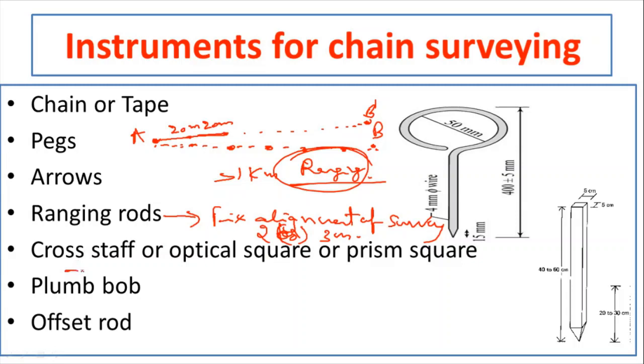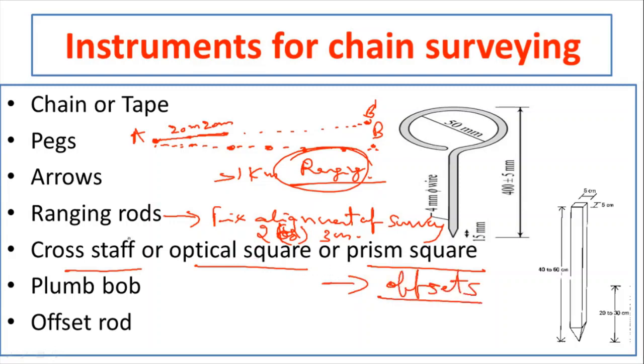Then next one is the cross staff, optical square or prism square. These are used to establish the offsets. So the purpose of them is to establish the offset. All the three instruments are used to establish the offsets only. Next one is the plumb bob. The purpose of the plumb bob in chain surveying is that it is used to transfer the points onto the ground.